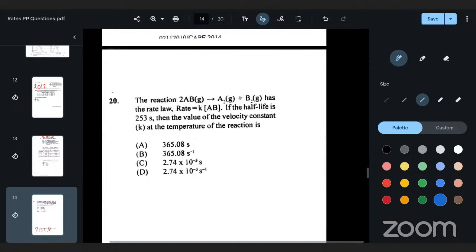Right, for this one now, we have a reaction. They give us the rate law, rate = k[A][B]. If the half-life is 253 seconds, what is the value of k? So they give you the half-life, t half is equal to 253 seconds. Right? How would we calculate k?